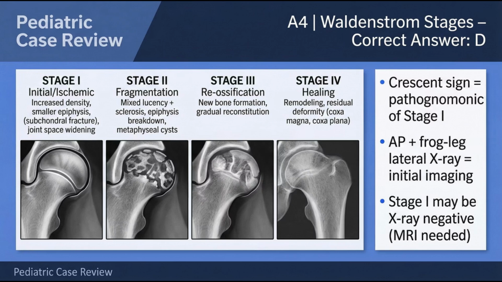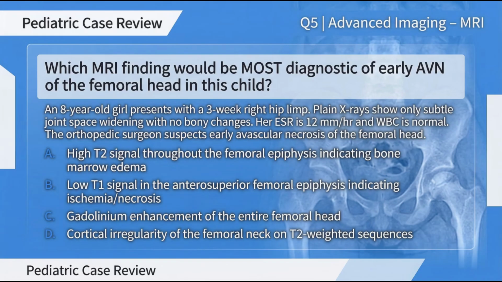An important teaching point is that Stage 1 may be entirely X-ray negative, requiring magnetic resonance imaging for early diagnosis. Case 5. An 8-year-old girl presents with a 3-week right hip limp. Plain X-rays show only subtle joint space widening with no bony changes.